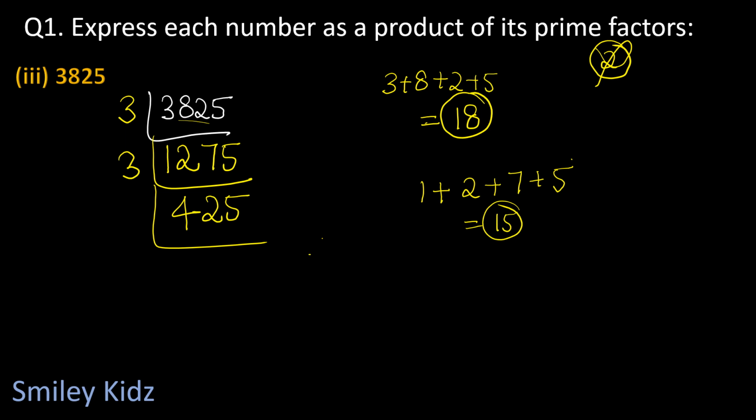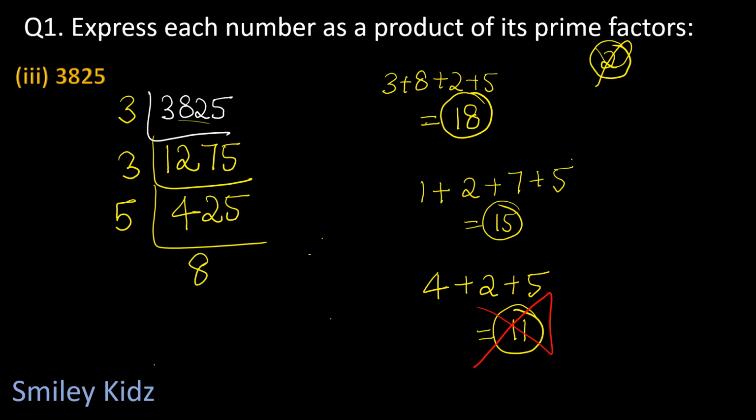Now is 425 divisible by 2? Not at all. Is it divisible by 3? Let's check. The sum of the digits must be divisible by 3. So 4 plus 2 is 6, 6 plus 5 is 11. Is 11 divisible by 3? Not at all. So the given number will not be divisible by 3. So let's check with the next prime number, that is 5. Obviously yes, right? 5 is definitely a prime factor of this number. Now 5 times 85.